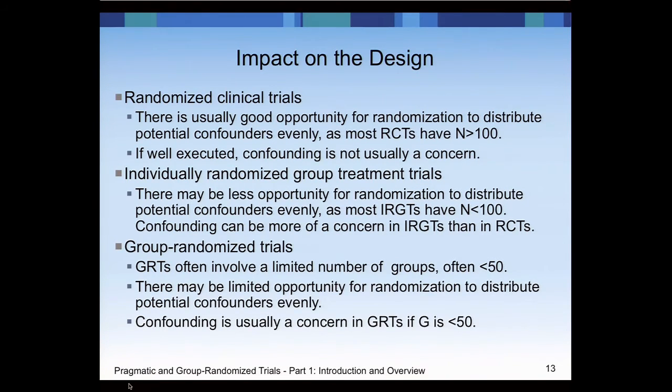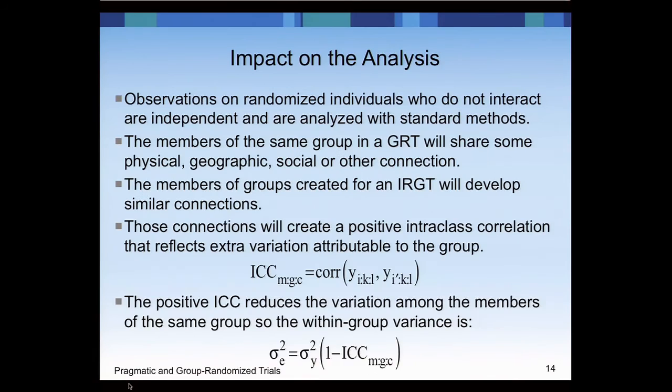In group randomized trials, we almost always have a limited number of groups. There are certainly exceptions where there may be 100 or several hundred, but often the number is less than 50. And as a result, there will be limited opportunity for randomization to distribute potential confounders evenly. If we got to do the study hundreds of times, we wouldn't worry about it. But since we only get to do the randomization once and the study once, confounding is usually a concern in a group randomized trial if we have fewer than 50 groups.